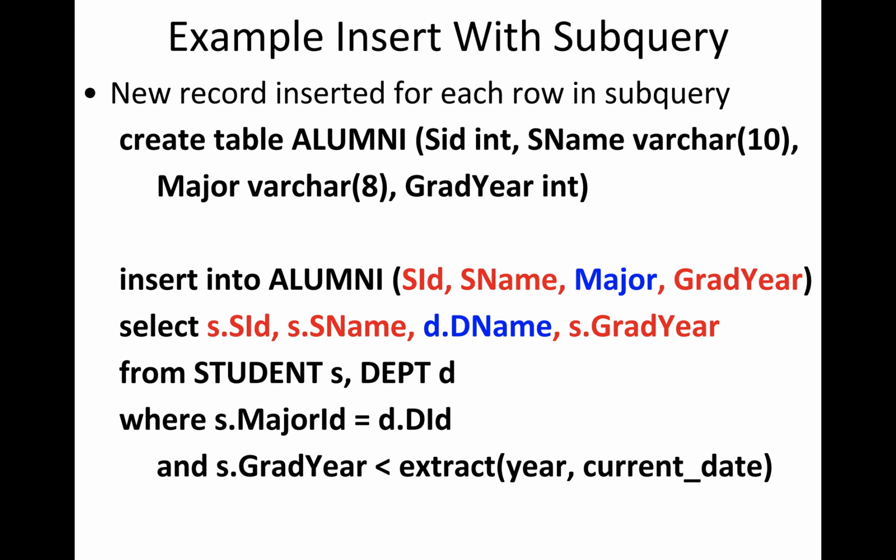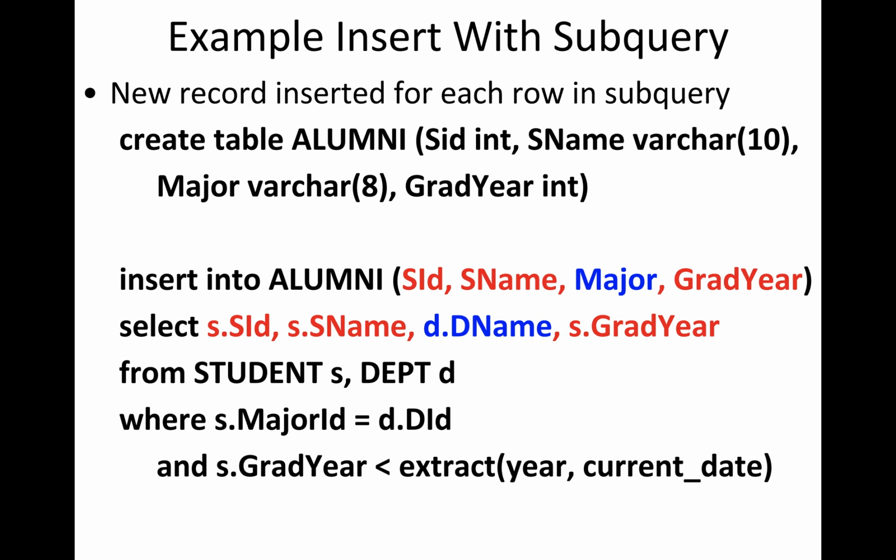We can join the student table and the department table where the student's major ID matches the department's department ID. But we only want those records where the year, if we take a look at the current date and the current year, we can extract the year out of that and compare it with the student's graduation year. If it's less than, if they graduated in the past from today, then we're going to consider them as alumni.